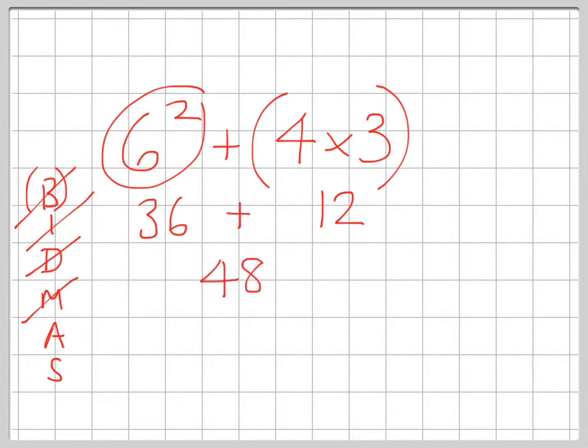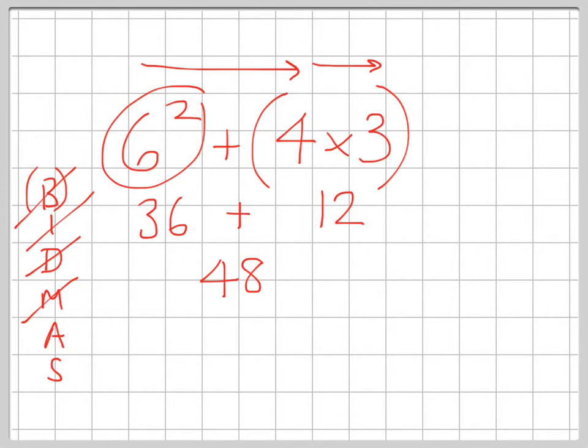Okay. If you were to do that sum in the actual order it's written from left to right, 6 squared, add on 4, and then timesing by 3 would give you an alternative answer which is actually incorrect. You've got to follow BIDMAS or BODMAS to get the correct answer to the sum.